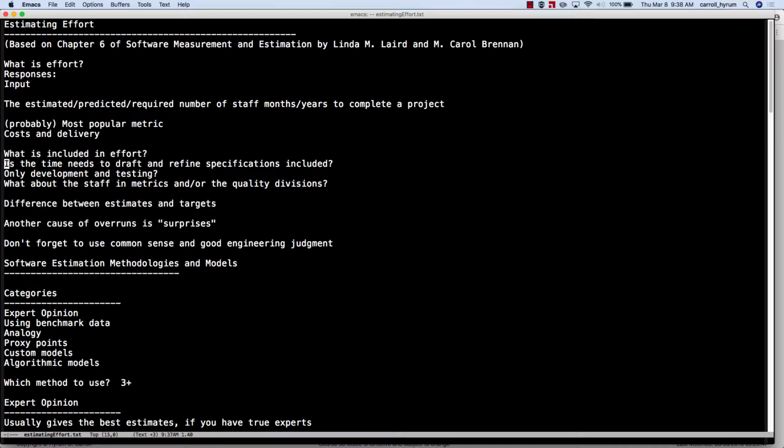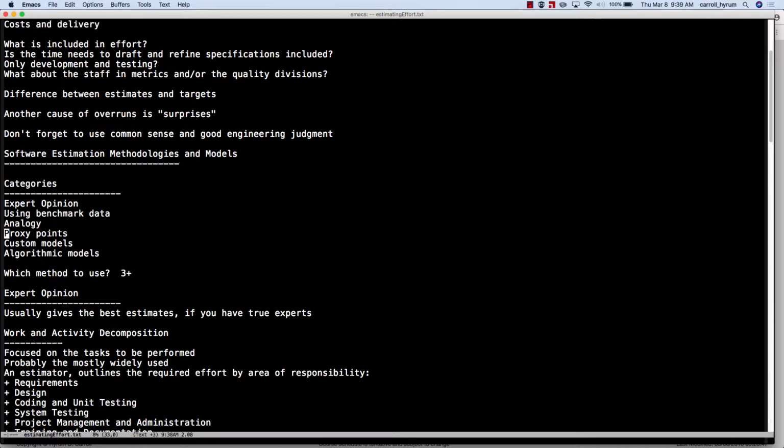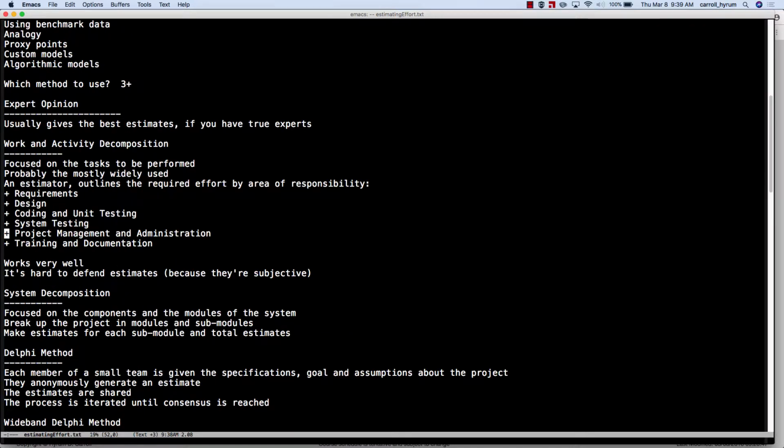So we need to be careful what is included in the metric. We should expect surprises. There are different categories for using methodologies and models. We talked about several of these: expert opinion, benchmark data, analogy, proxy points is where we left off. Today we're going to cover proxy points, custom models, and algorithmic models.